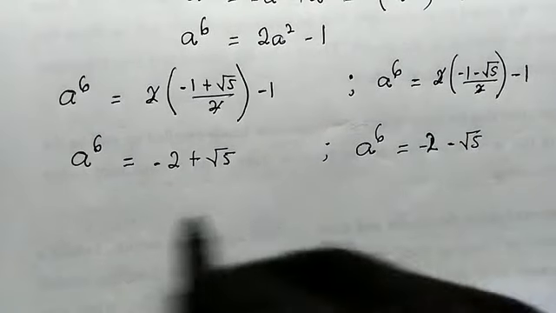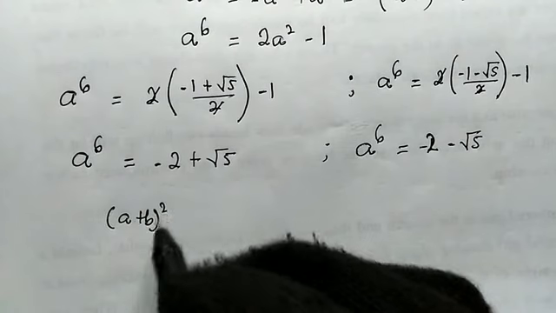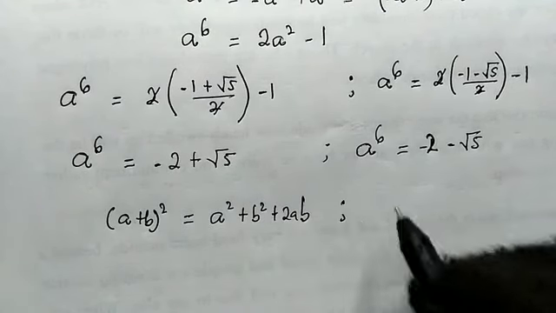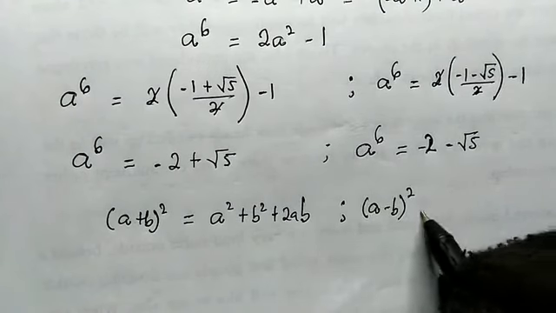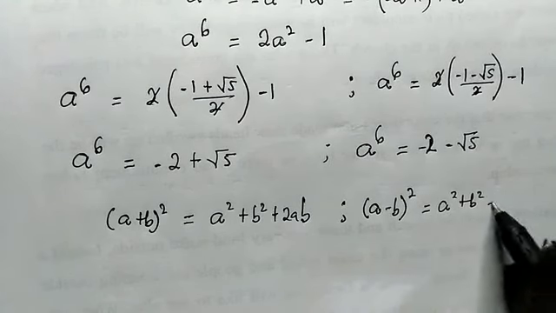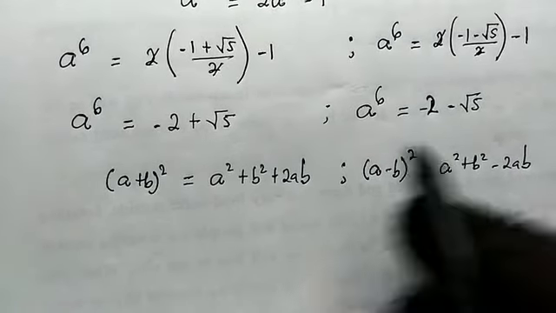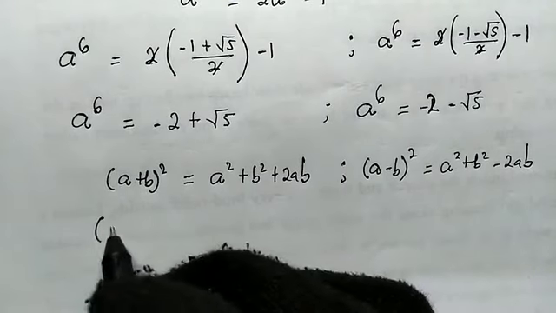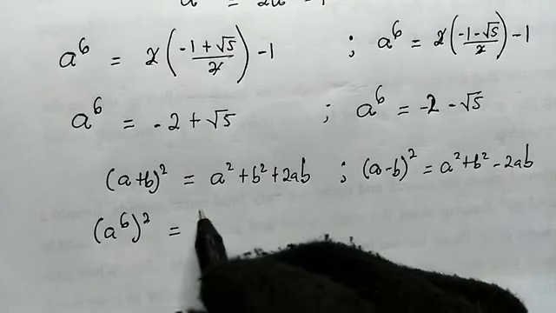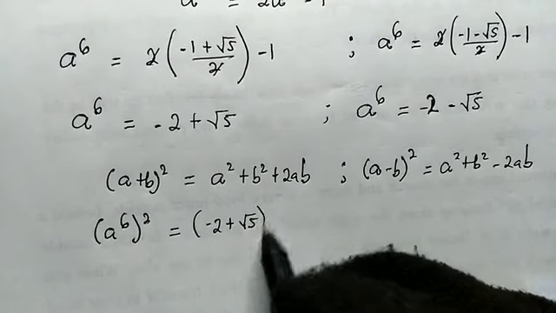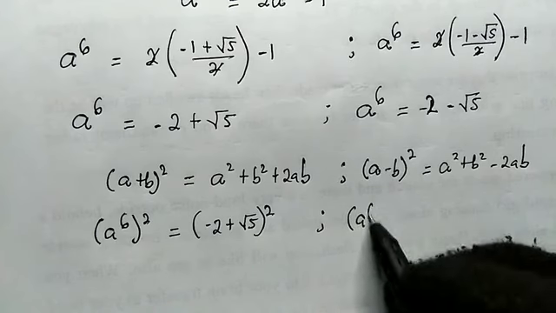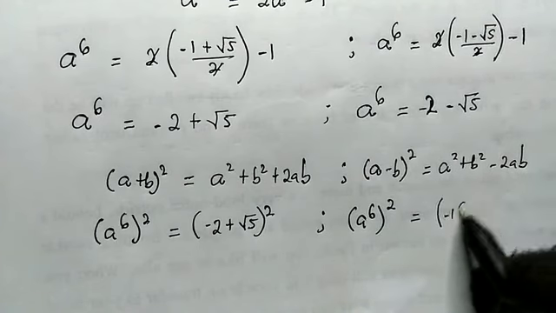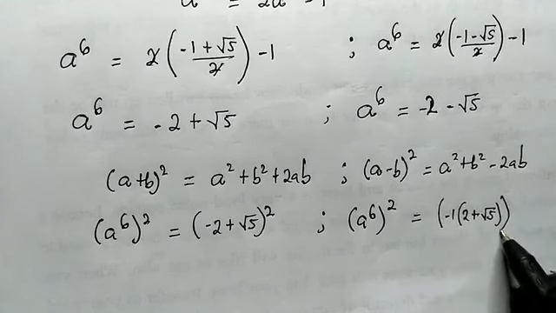Okay, now from here, before we proceed, let us take note of the following. When we have a plus b to the power of 2, this is equal to a squared plus b squared plus 2 times a times b. And when we have a minus b squared, this will be equal to a squared plus b squared minus 2 times a times b. We're going to square both sides of this equation, and something similar to this will come up, right? So here we have a to the power of 6 squared. This will be equal to negative 2 plus root of 5 squared. And from the other side, a to the power of 6 squared will be equal to, let's factor out the negative sign, so we're going to have minus 1 into bracket 2 plus root of 5, then the whole of this squared.